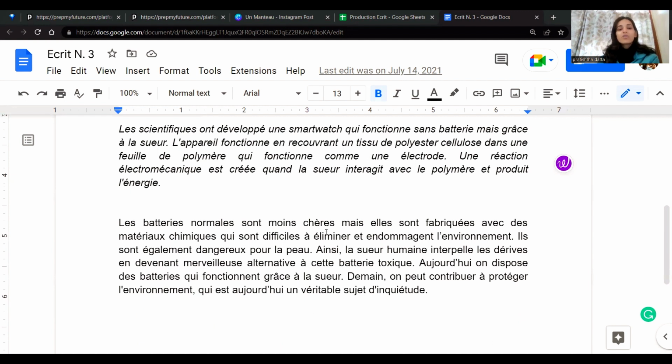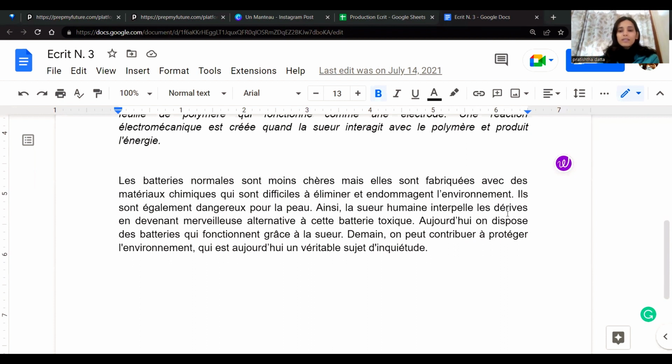Les batteries normales sont moins chères, mais elles sont fabriquées avec des matériaux chimiques qui sont difficiles à éliminer et endommagent l'environnement. So the normal, usual batteries are more inexpensive, but they are made with stuff that is actually harmful for the environment because it cannot be decomposed or disposed of properly. So they can create environmental damage. Ils sont également dangereux pour la peau. It is also dangerous for the skin.